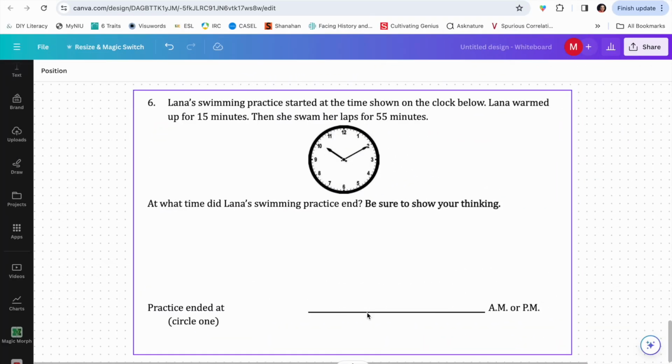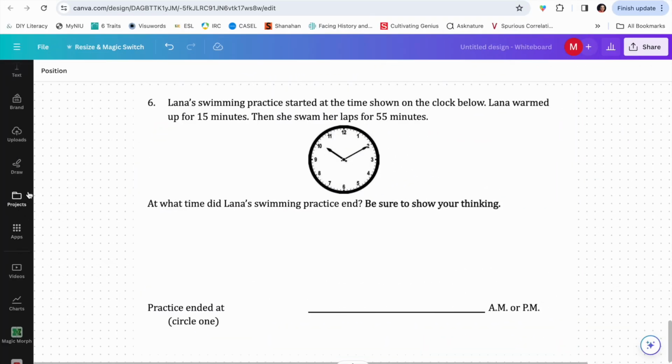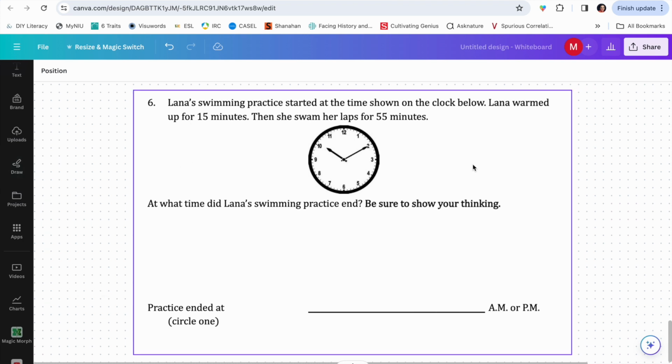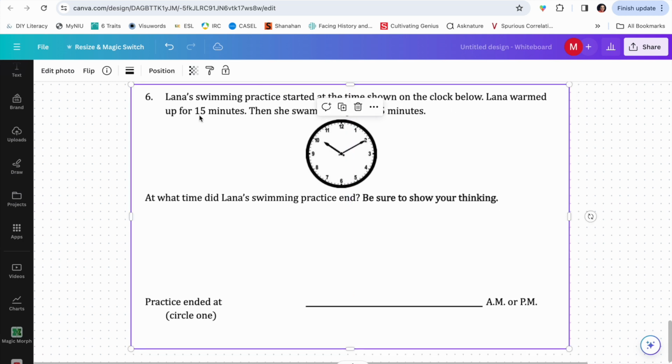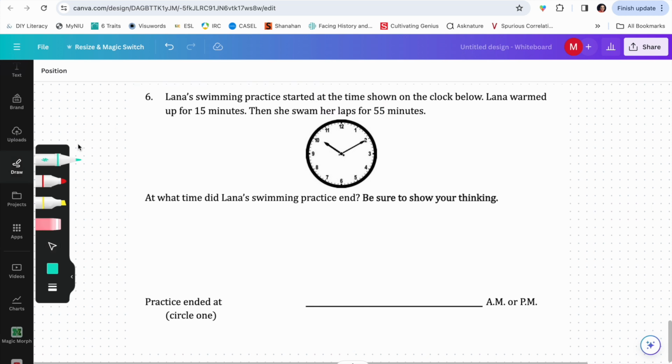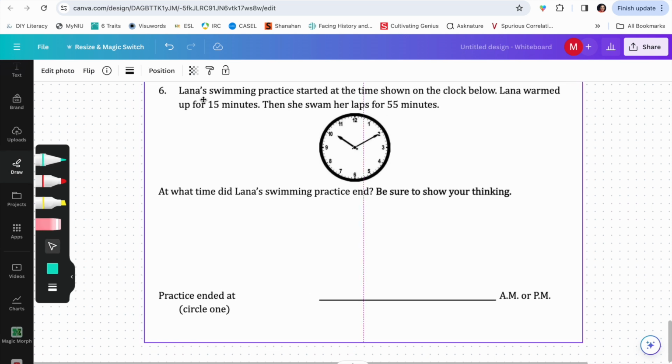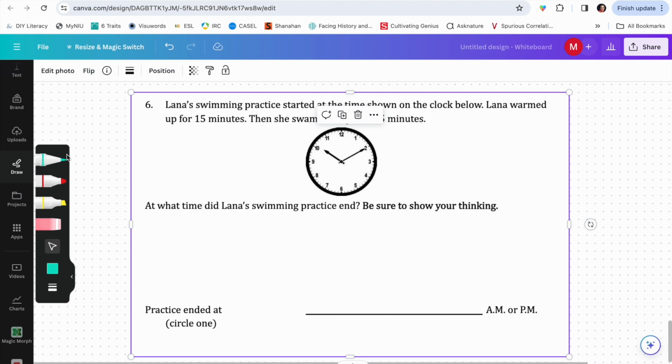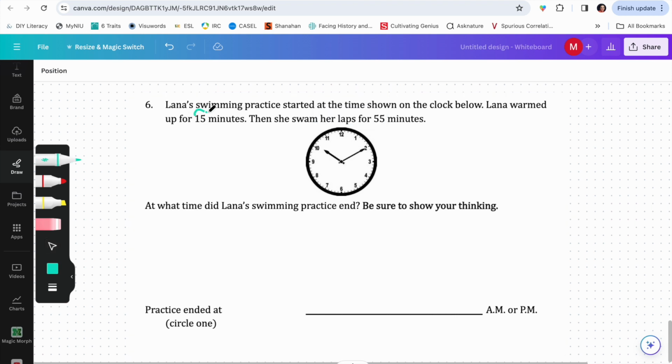Okay, my friends, looking at this next one, which is number 6. This is one of those elapsed time problems. So let's read what's going on in this one. Lana's swimming practice started at the time shown on the clock below. Lana warmed up for 15 minutes. Super important. I like to circle this information so we can keep track of it. 15 minutes, beautiful. Then she swam laps for 55 minutes. At what time did swimming practice end? Be sure to show your thinking.